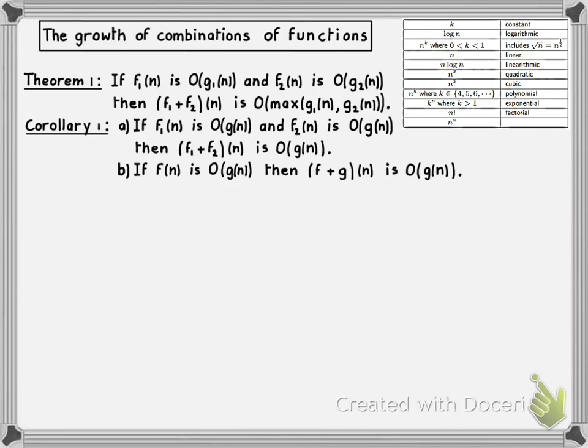So therefore, when you add up f and g, the resulting function is big O of the maximum of g of n and g of n, which is, again, g of n. So what this part of the corollary is saying is that if f of n is upper bounded by g of n, then the sum of f and its upper bound is also upper bounded by the upper bound function itself.